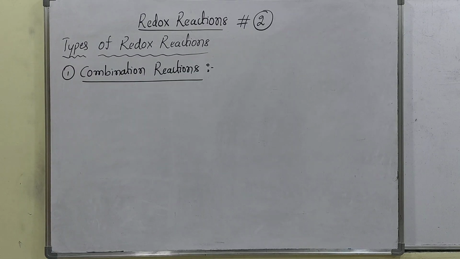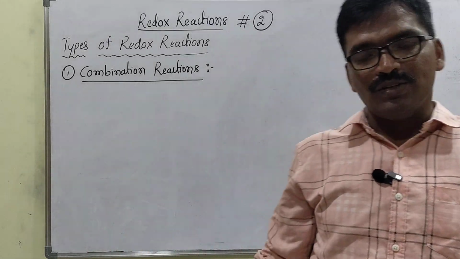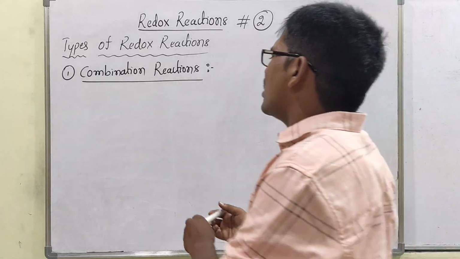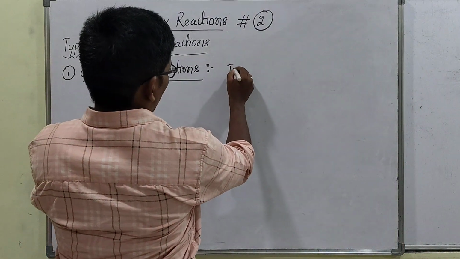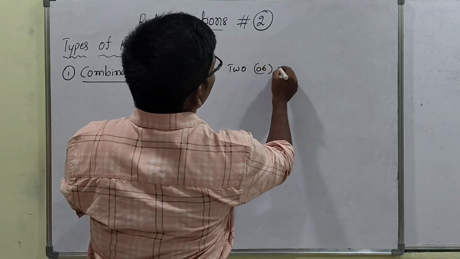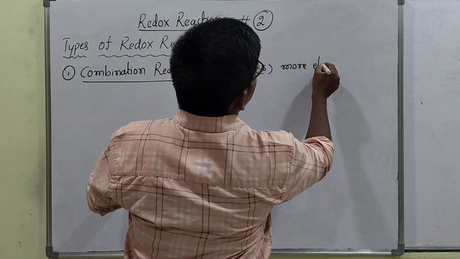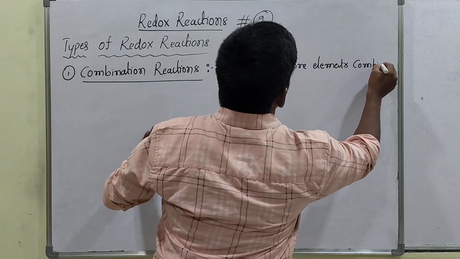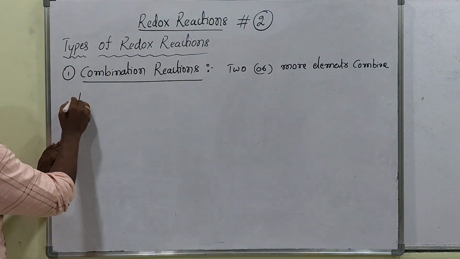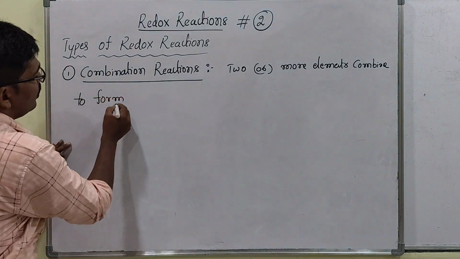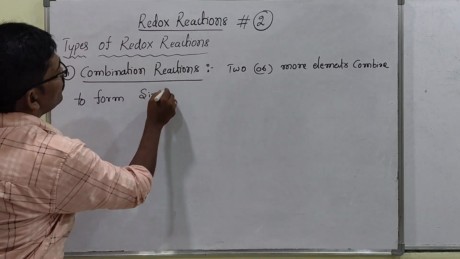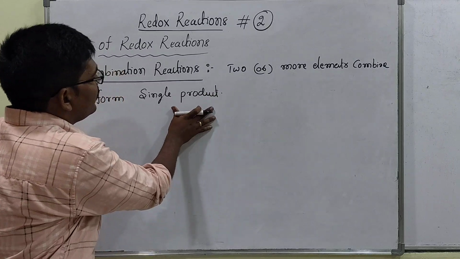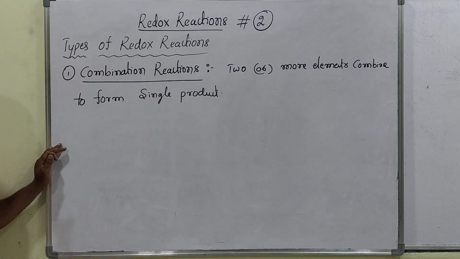Yes, look my dear students, now types of redox reactions. In this first one, combination reactions. Sir, what are the combination reactions? Two or more elements combine to form a single product. Such type of reactions we are calling combination reactions.